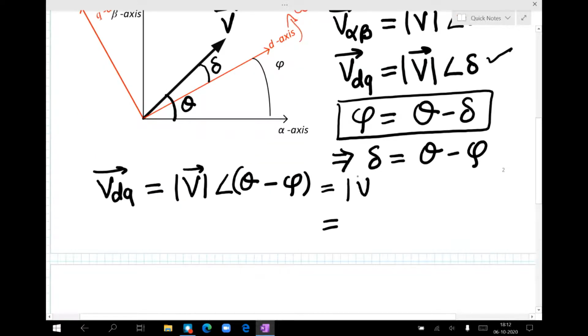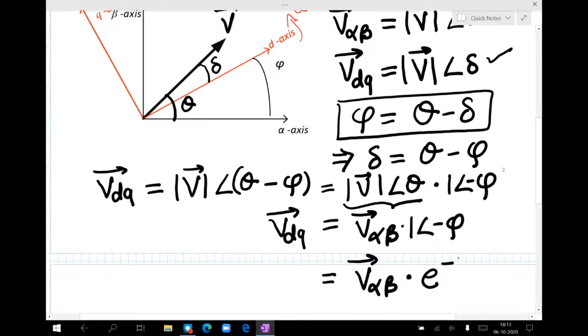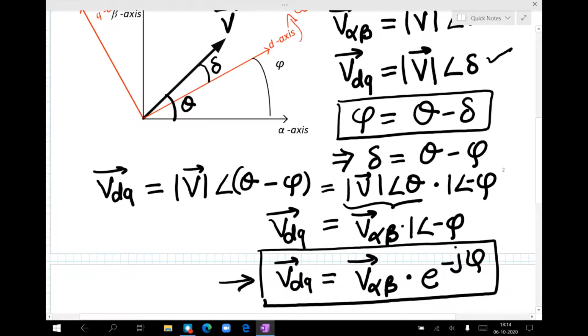This is nothing but the amplitude of the phasor with angle theta multiplied by 1 angle minus phi. And what is V angle theta? That is nothing but phasor V in alpha beta reference frame. This multiplied with 1 angle minus phi will give you the phasor in DQ reference frame. We can write it in another way as well, that is V alpha beta multiplied by exponential minus j phi, and this equation is nothing but the Park transformation.